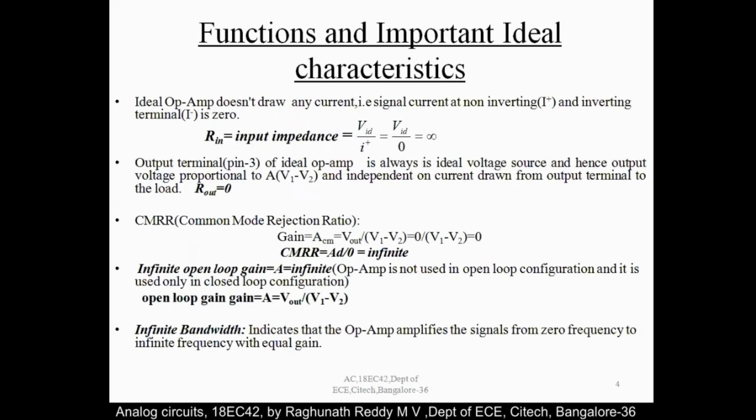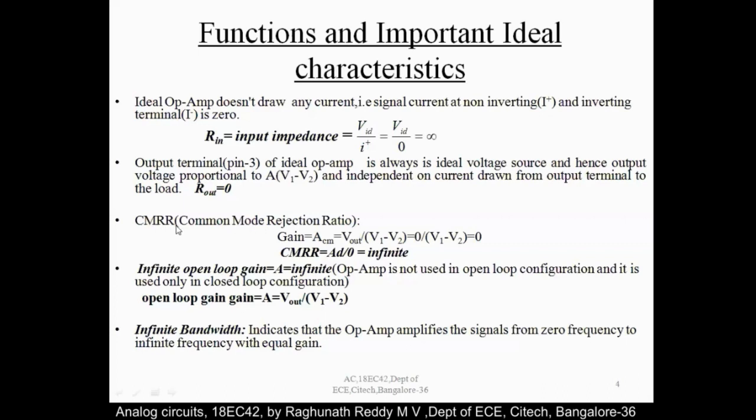Now let us discuss the functions and important ideal characteristics. The first ideal characteristic is input impedance. You know that op-amp draws zero current into the inverting or non-inverting terminals. Hence, input impedance equals VID by I plus. So I plus is 0, so that it is infinite. And output resistance or impedance R out equals 0, because the current drawn into the load from the output terminal is always independent, hence R out is 0.